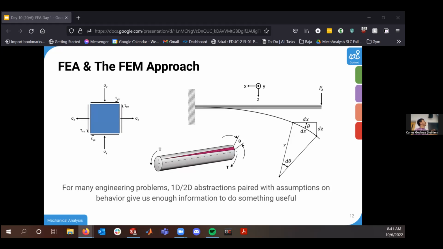So like we can abstract the 3D stress state to a 2D model. We can do 2D Euler-Bernoulli bending models. We can do this torsion model. And all of these are close enough to reality that we say we can do something with it. All models are wrong, but some are useful. This is not always the case.